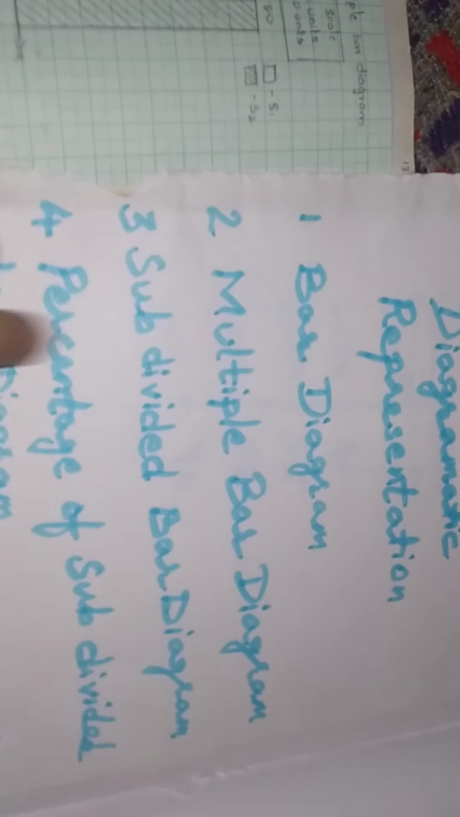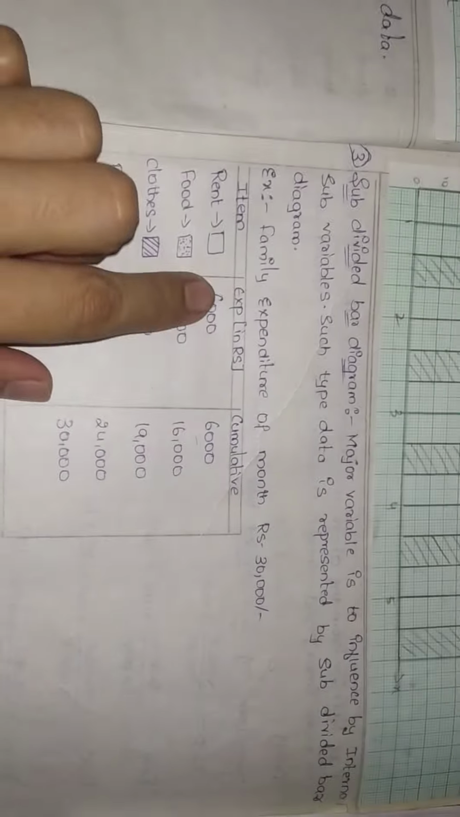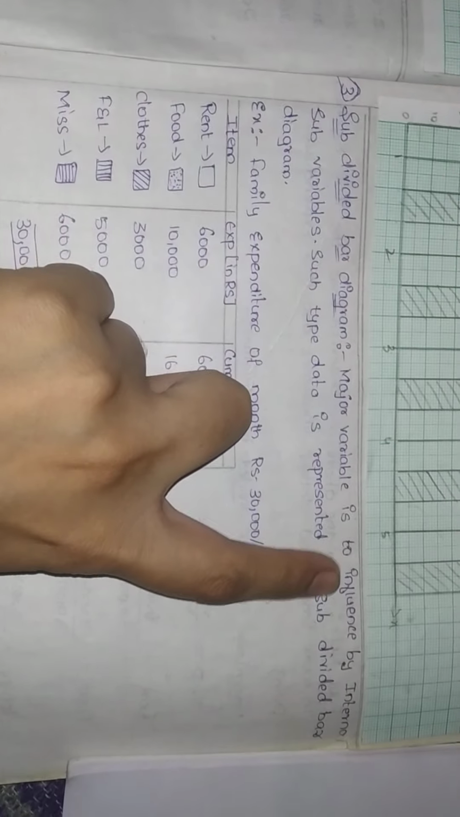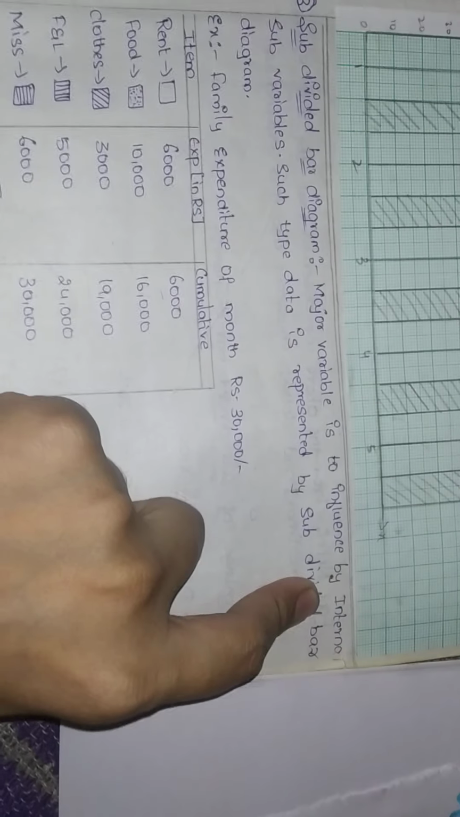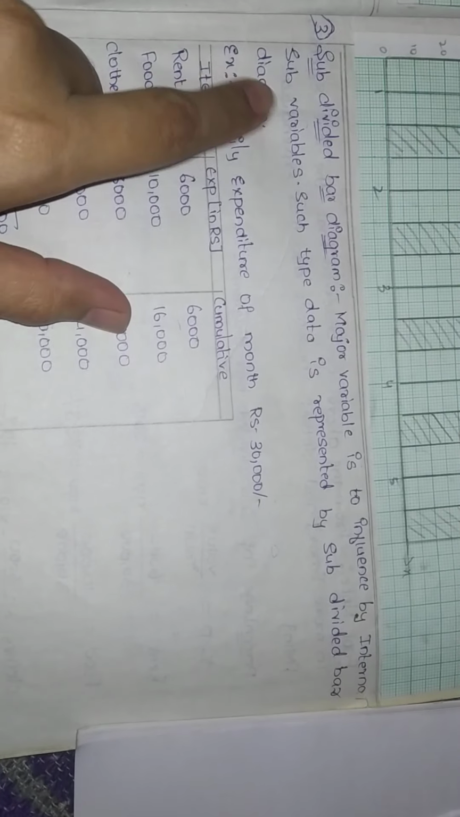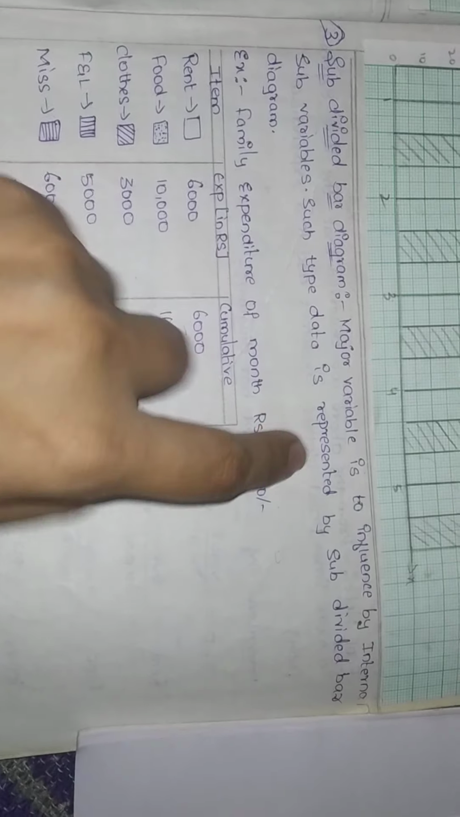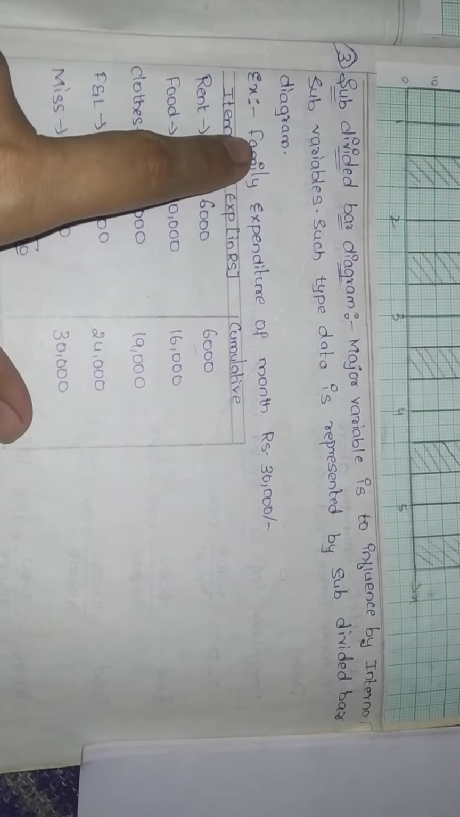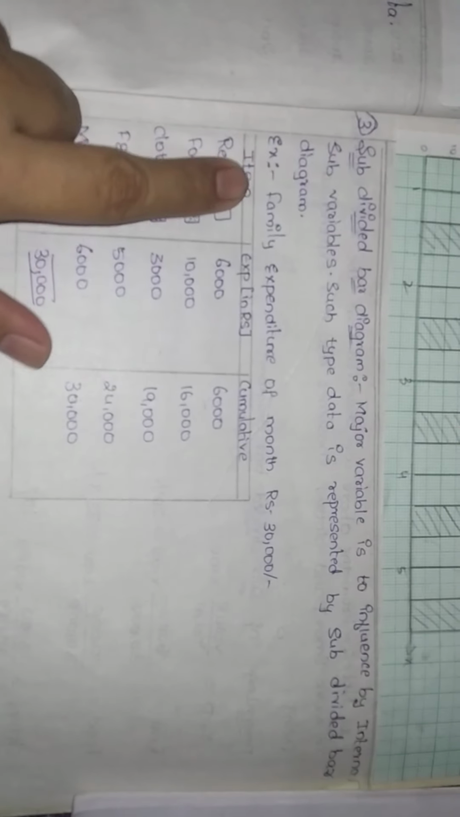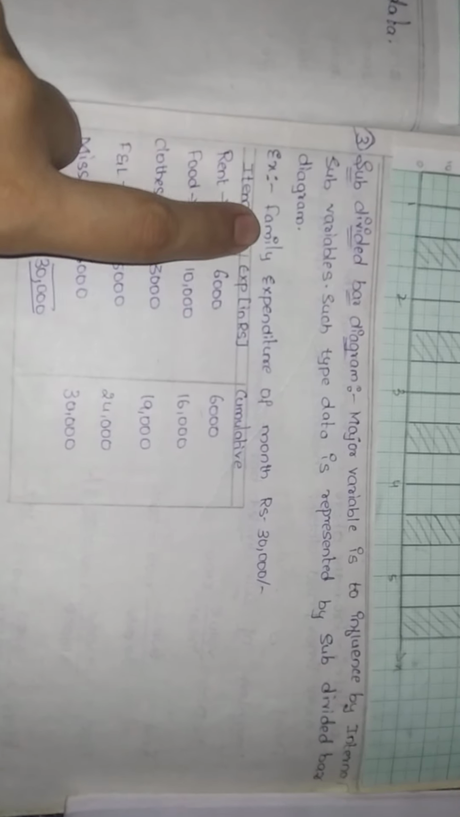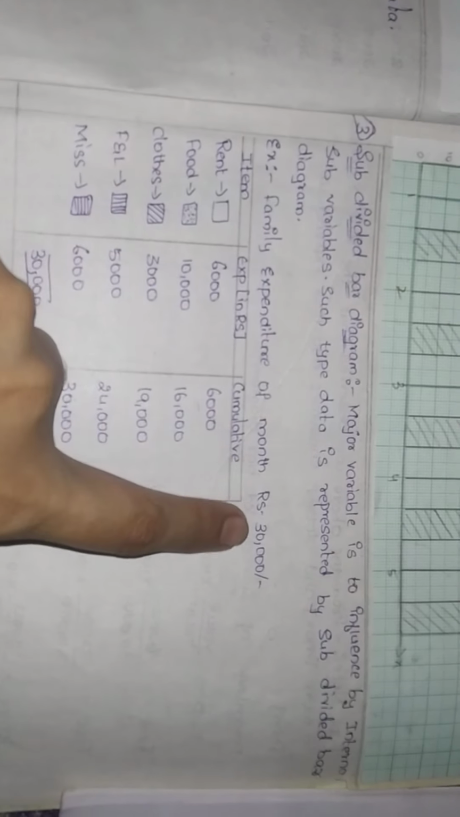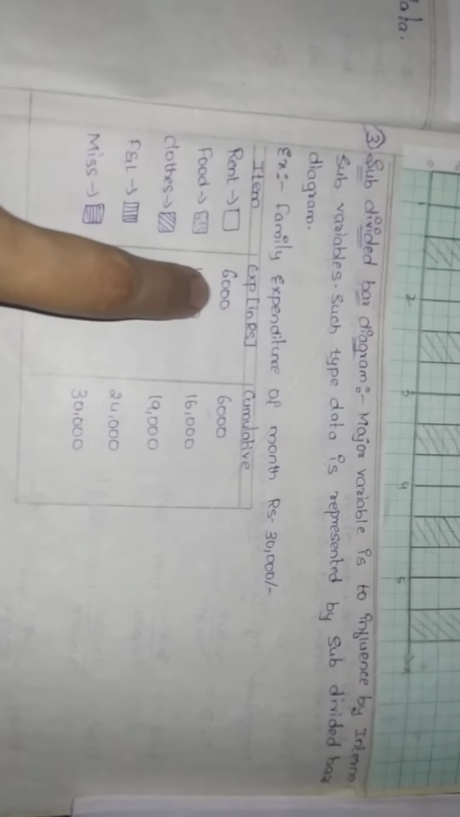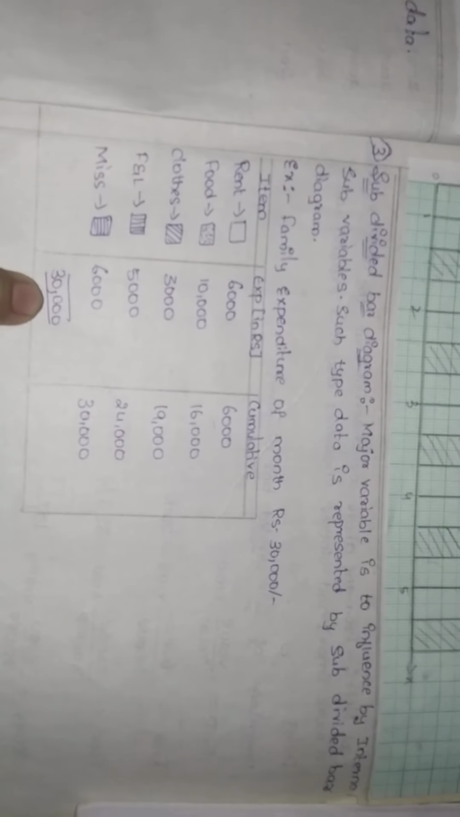Understanding? Then I am going for the next one, subdivided bar diagram. Okay, for subdivided bar diagram, a major variable is influenced by the inner subvariables. Such type of data is represented by subdivided bar diagram. So here the question: family expenditure of month is 30,000. That means the total of this is nothing but 30,000.